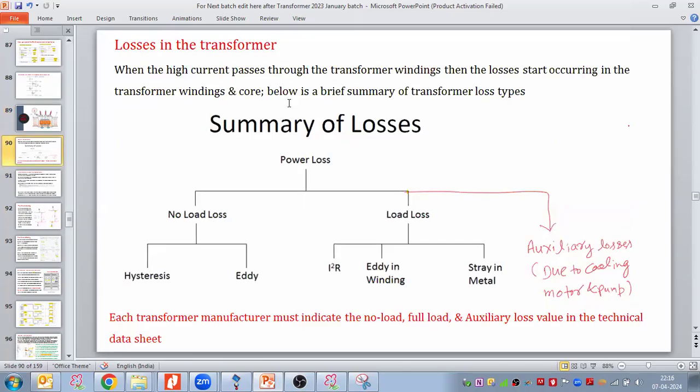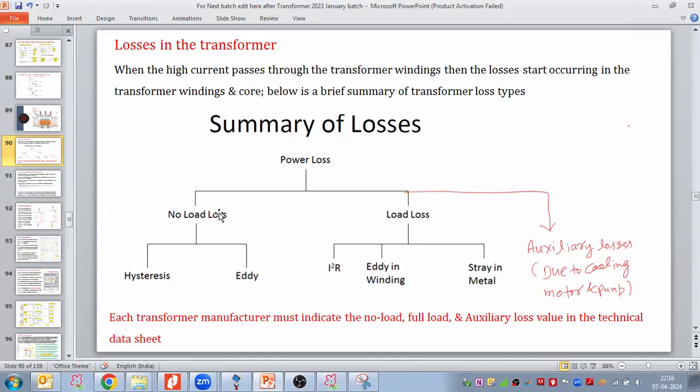Why are losses occurring? When high current passes through the transformer winding, losses start occurring in the winding, because the winding has some impedance and current is flowing, so there is I square R loss in the winding and the core as well. Below is a brief summary of the transformer loss types. There could be three types of losses in the transformer: one is no load losses, second is load losses, third is auxiliary losses.